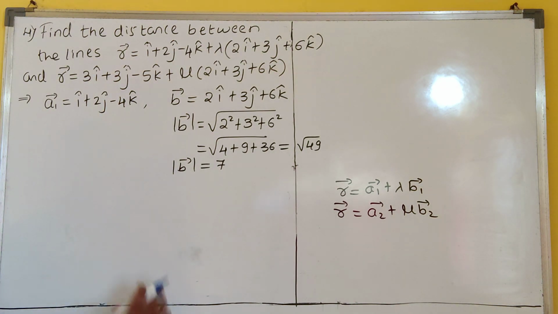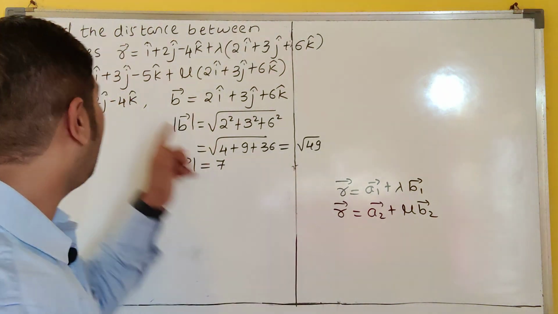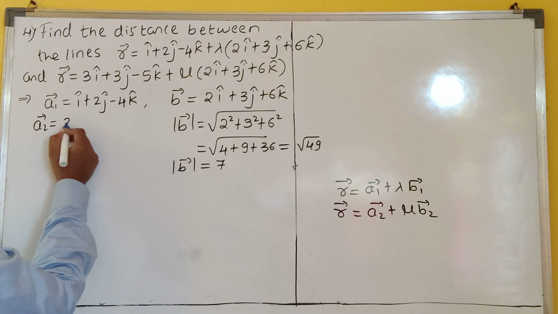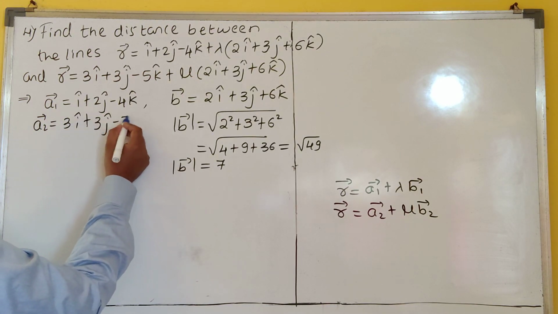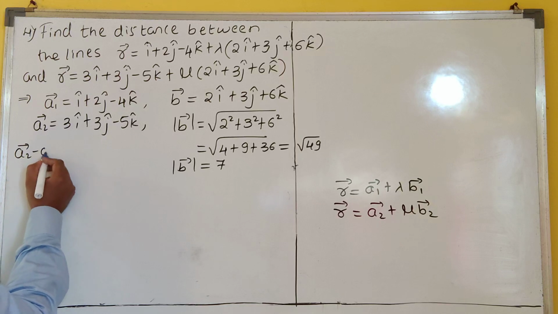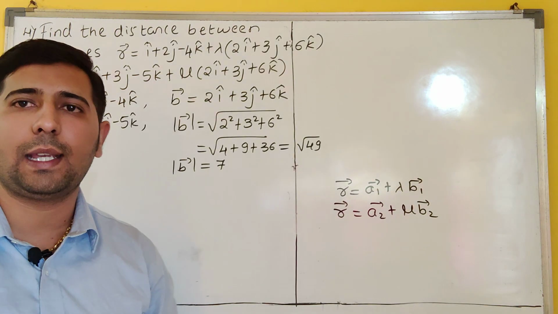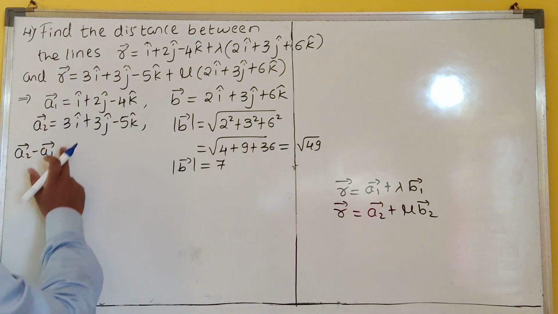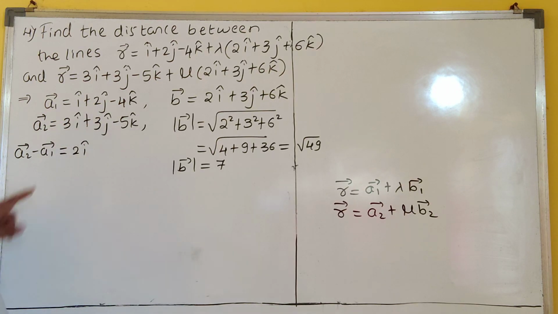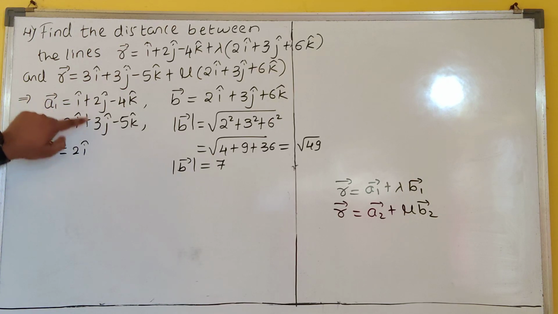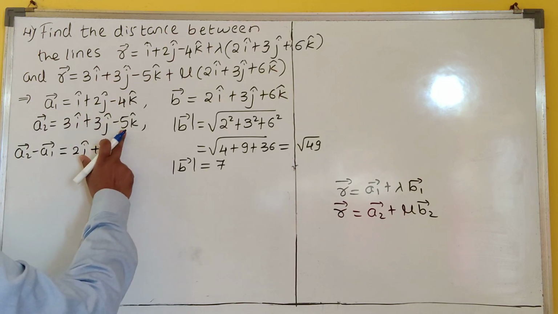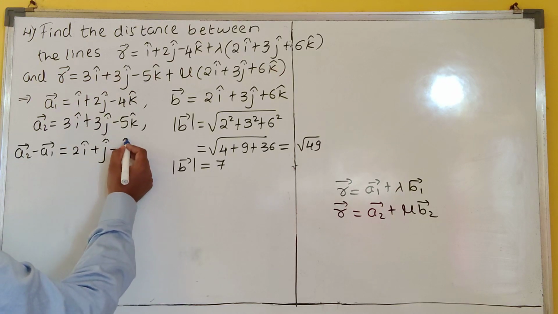Got it? Then you compare with the second equation, a2 plus mu b2. a2 is given here, that is 3i cap plus 3j cap minus 5k cap, dear students. So this is your a2. Now subtract them, a2 minus a1. Why I am doing this also? This is also there in our formula. So a2 minus a1 means 3 minus 1, that is 2i cap. 3 minus 2 is plus j cap. Minus 5, minus minus will become plus, minus 5 plus 4, that is minus k cap, dear students.